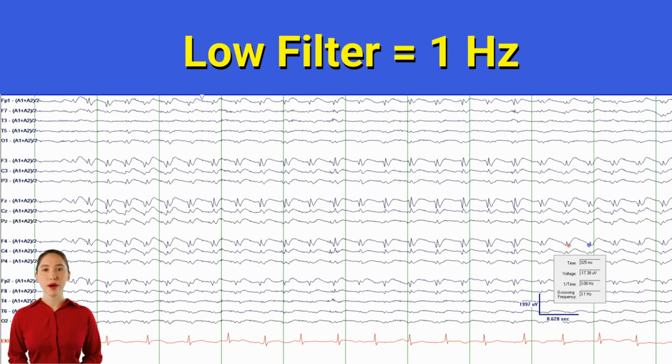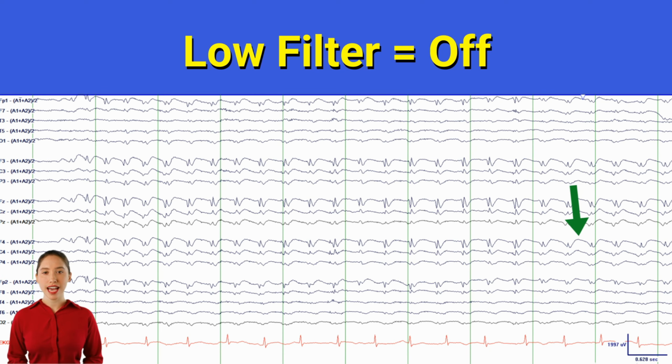This slow wave component was measured to be 3 Hz. The low-frequency filter is currently at the default setting of 1 Hz. Let's turn it off and look for any changes in the waveform. Notice that the amplitude of the slow wave has been accentuated, not attenuated, or said another way, increased. In addition, the curvature is smoother.